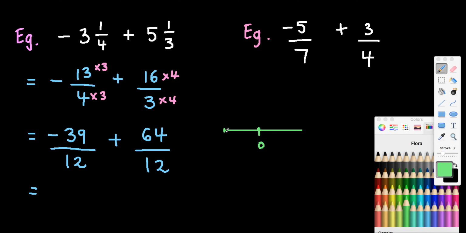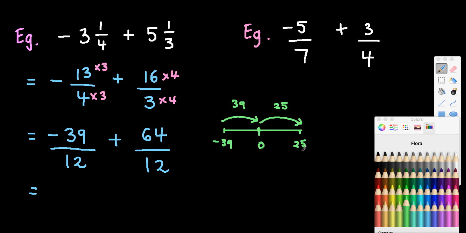Now it's not to scale, but I'm here at negative 39 and I'm adding 64. So 39 is going to get me to 0, and then I'm going further beyond 0. So obviously 64 over 12 is larger, so I'm going to get a positive answer here. What I need to work out is really the difference between 39 and 64, so 25. And so I should be here at positive 25.